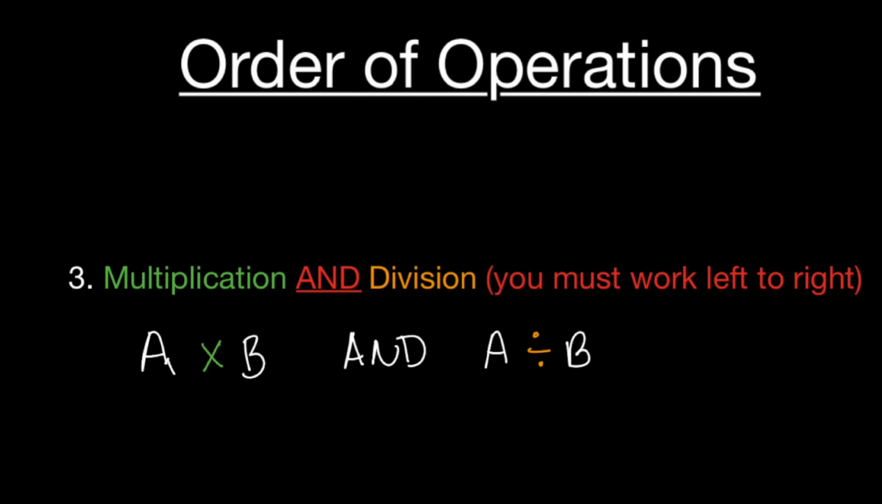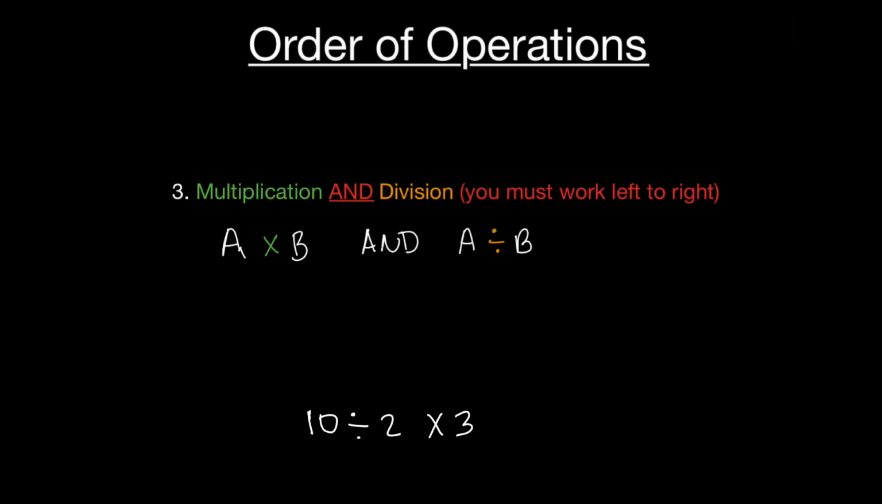The next rules we have are multiplication and division. It's extremely important to know that multiplication and division are equally important, meaning that multiplication does not come before division and division does not come before multiplication. There is a reason why I mentioned that when you solve a problem, you work left to right, because if a problem consists of multiplication and division, whichever operation is on the left is the first you will have to solve. So, for example, let's take 10 divided by 2 times 3.